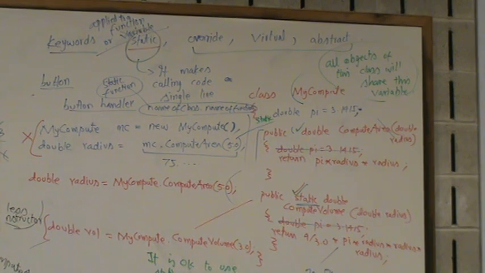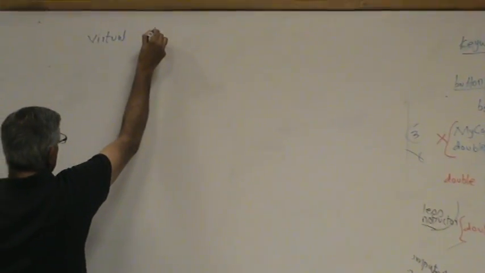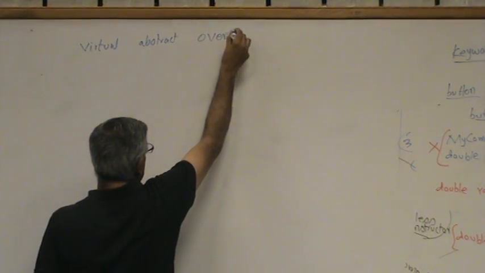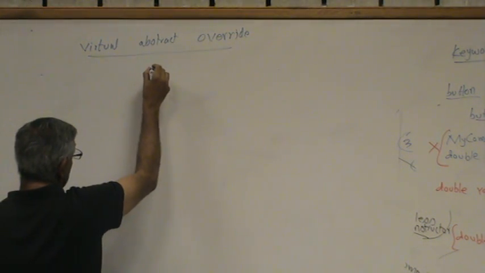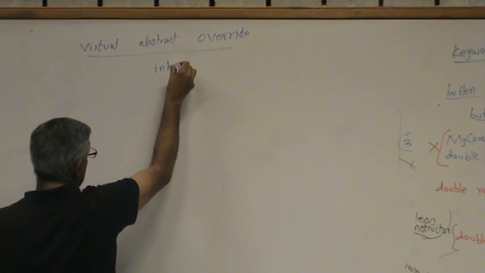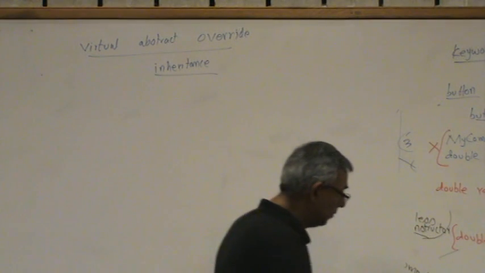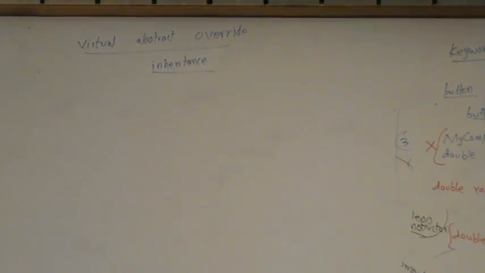Okay, so anyway, now we want to clarify virtual, abstract, and override. Okay, all of these have to do with inheritance. Okay, so in fact, this will be a lot better if I went to the computer. So let me go to the computer, because then I can copy and paste the code and save a lot of time.